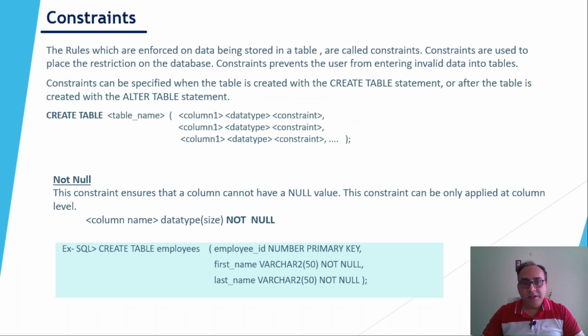Here we are creating employees, and this particular table has 3 columns: employee ID, then first name, and then last name. On first name and last name, we are applying the constraint not null. It means these 2 columns cannot store null values.